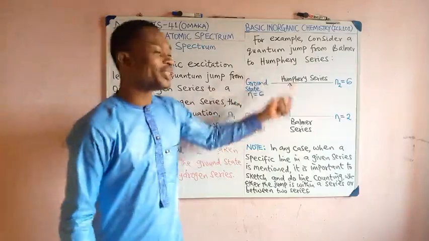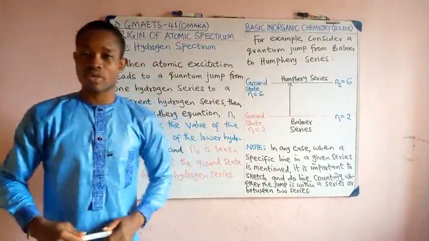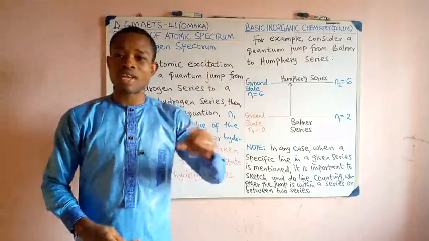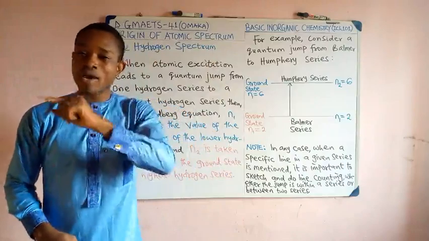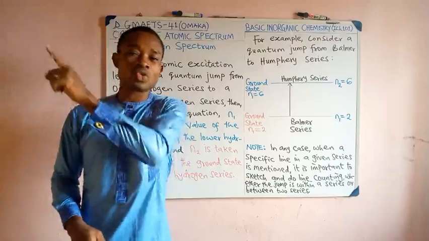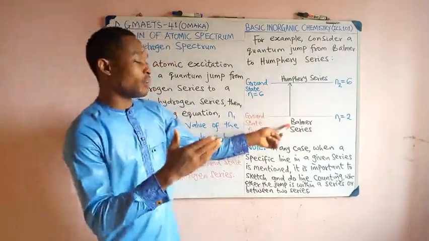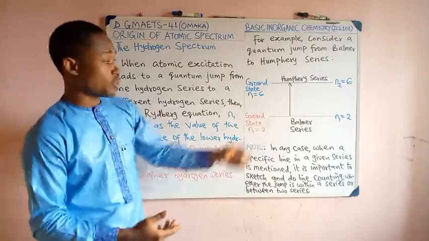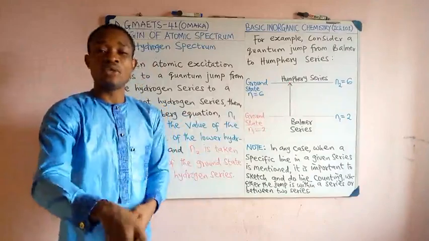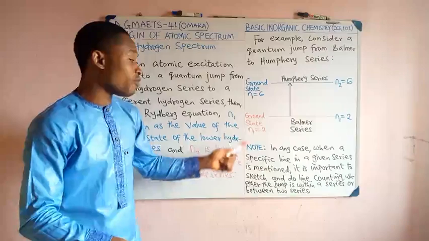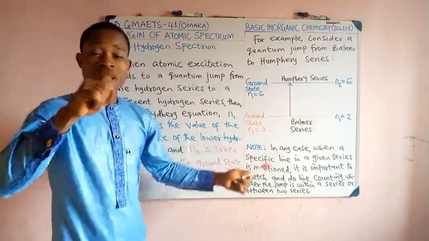An example is given here on the board. We look at a case where an electron jumped from Balmer's series to Humphrey's series. So if we come to the Rydberg equation, 1 over lambda equals the wave number equals the Rydberg constant, open bracket, 1 over n1 squared minus 1 over n2 squared. What's going to be your n1? What's going to be your n2 in this case? The Balmer series is the lower hydrogen series compared to Humphrey's series. So n1 in that equation will be taken as the ground state value of Balmer's series. And the ground state value of Balmer series, as we discussed in the previous video, is equal to 2. So our n1 will be equal to 2.